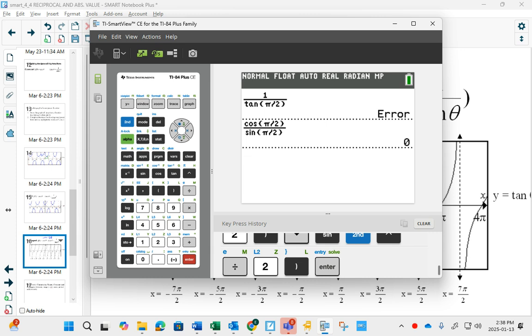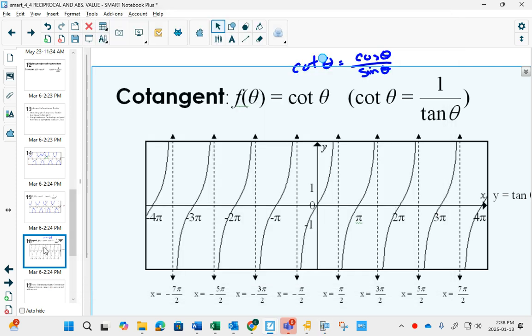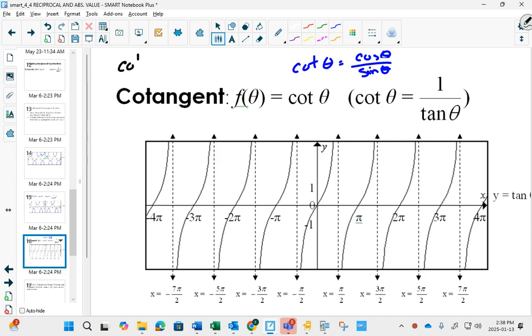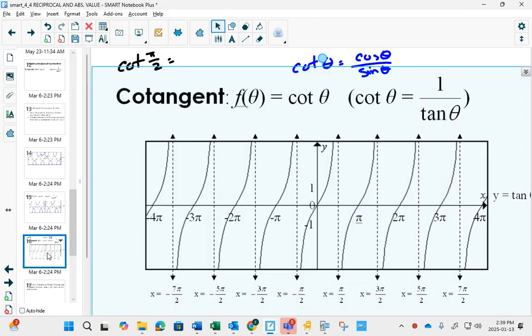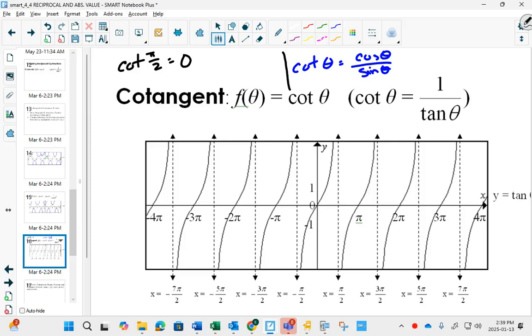So this is the question. I don't have a cotangent button on my calculator. So if I want to find out what is cotangent of pi over 2, should it be undefined or should it be 0? Should it be the cos over sine, or should it be the 1 over tan? What do you think mathematicians decided was more powerful? And they decided that they would go with this.